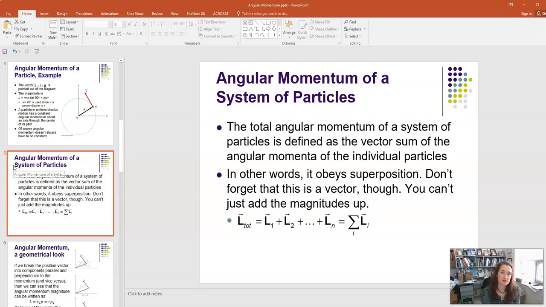And if you're talking about a specific object and you have angular momentum from different components, as we'll discuss later, then that obeys superposition as well. In other words, you add them up. Remember that this is a vector sum now, okay? Because it's a vector sum, you can't just add the magnitudes up and call it a day. They have components to them, and you have to add them via vector addition, as shown in this equation, where the vector L total is equal to the vector sum L1 plus L2, and so on and so forth.